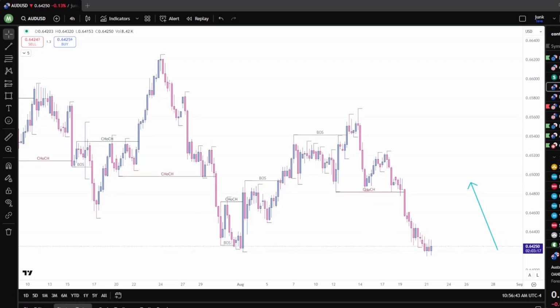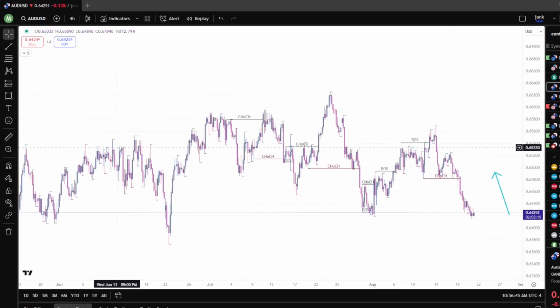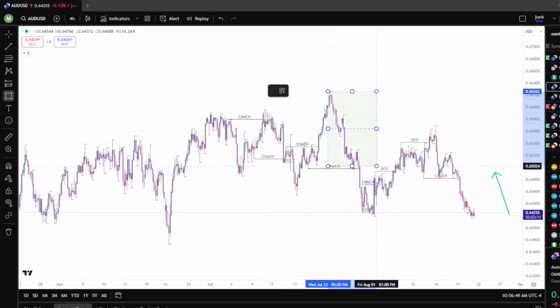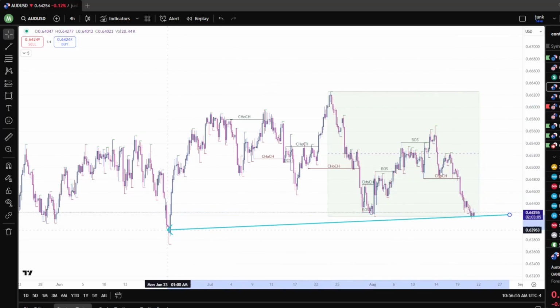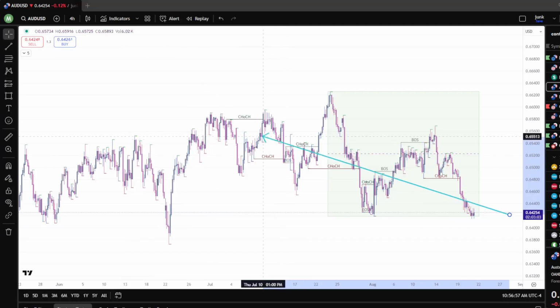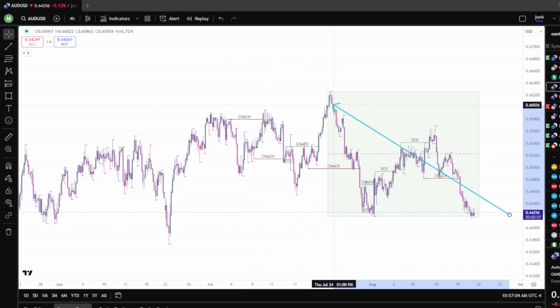AUD USD, let's go and map out the current range. And we've been looking at this being the 4 hour structure. But overall, this was the spring that took out the highs of the previous range, came back again. This spring took out the highs of the previous range, and then sellers stepped back in and took out those lows, which made this 4 hour swing structure bearish.